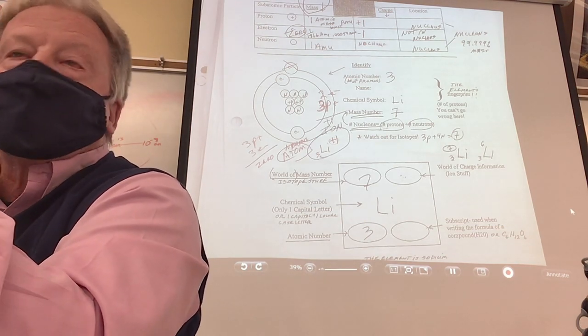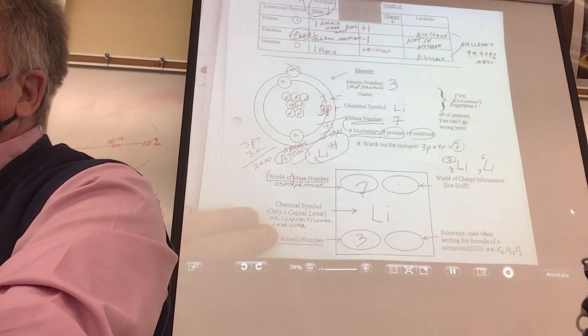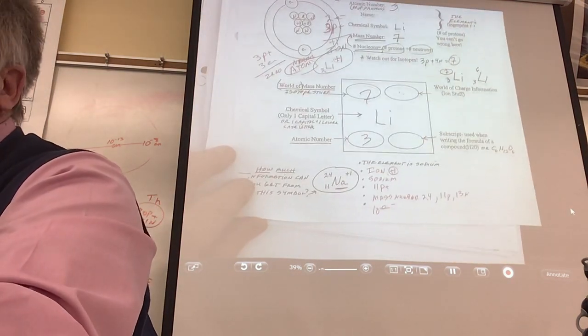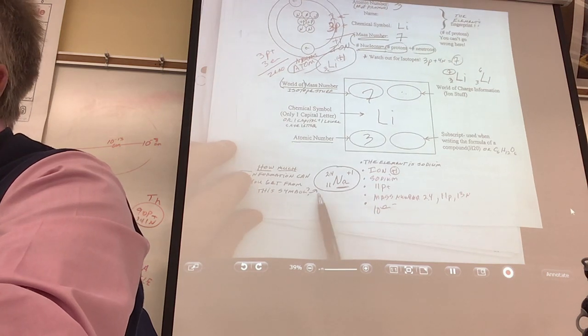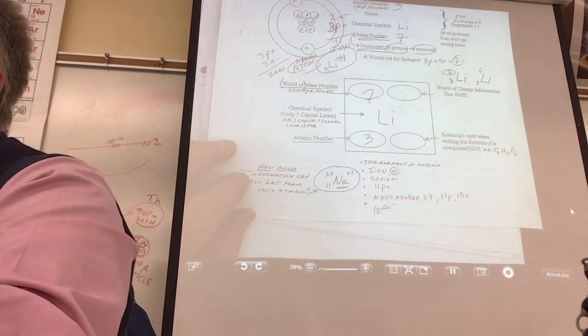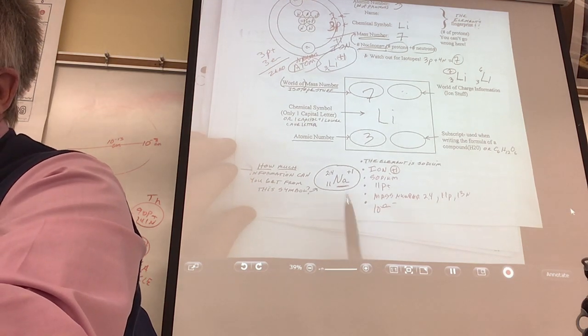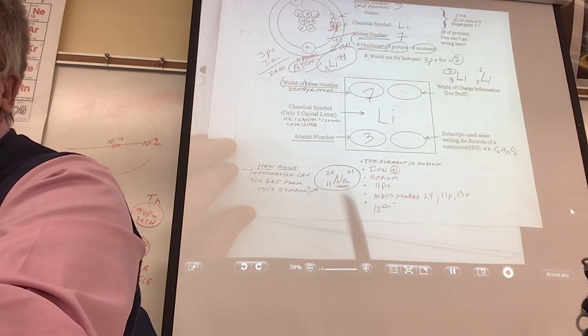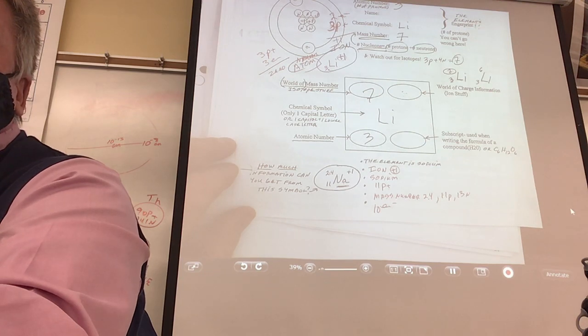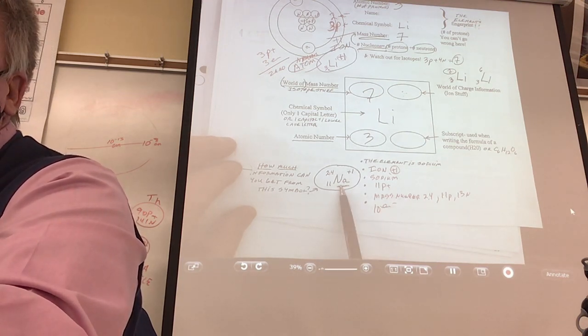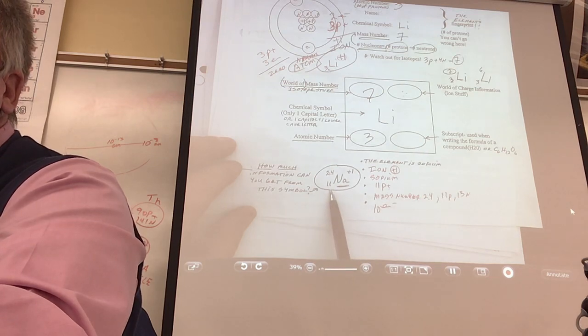It's not an ion. All right, so let me show you how much information I can get from this symbol right here. Now you're going to be playing the grid game in a minute. First of all, I see Na. What does Na tell me? What is the element? Sodium. What else do you know about Na? What is this called?